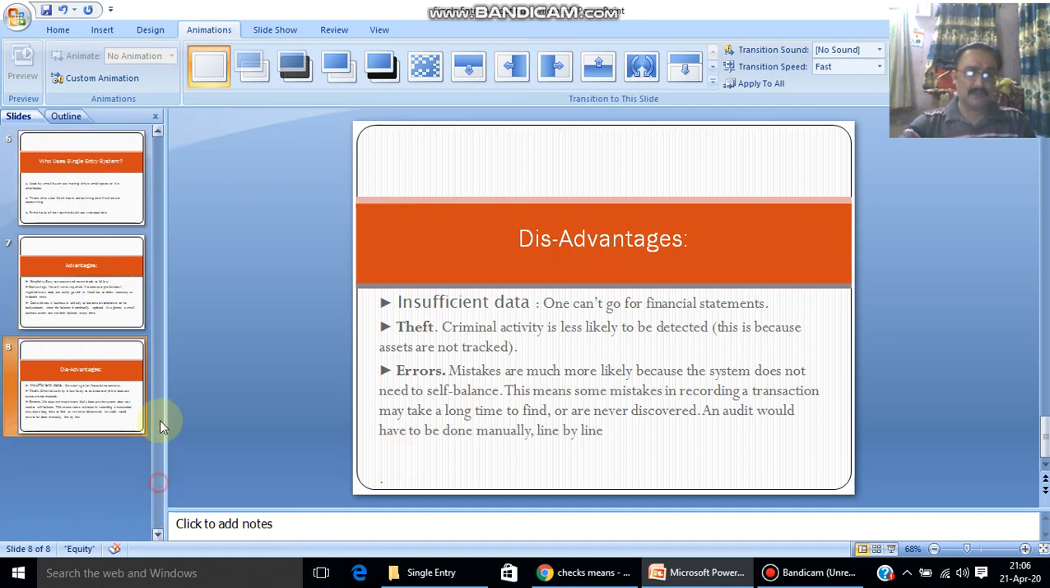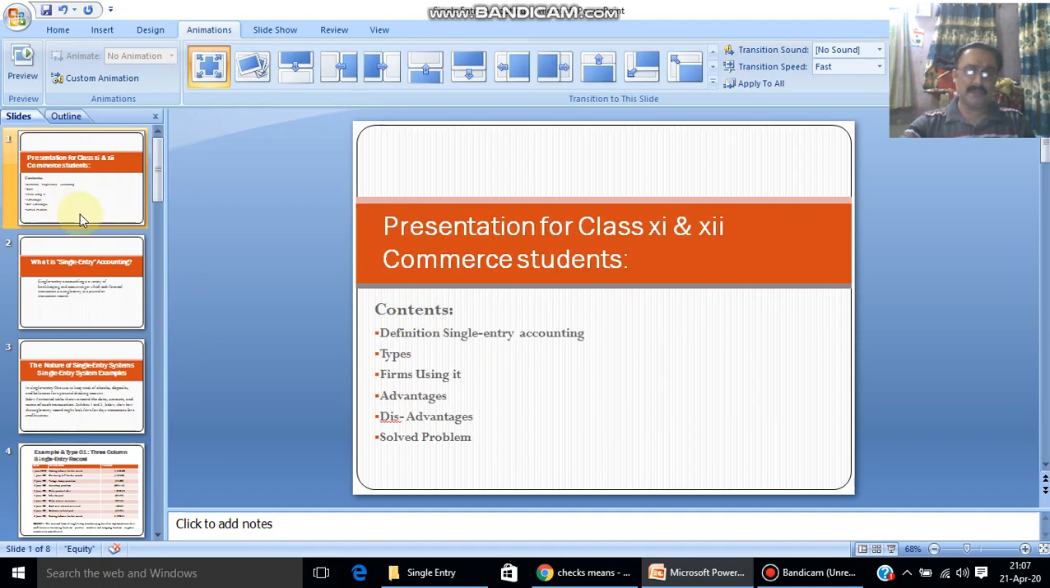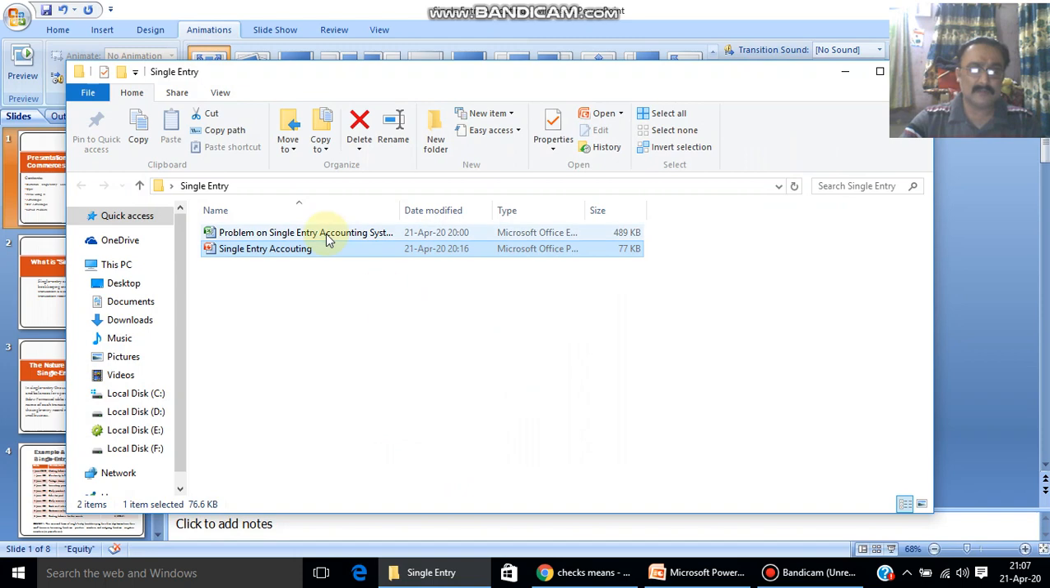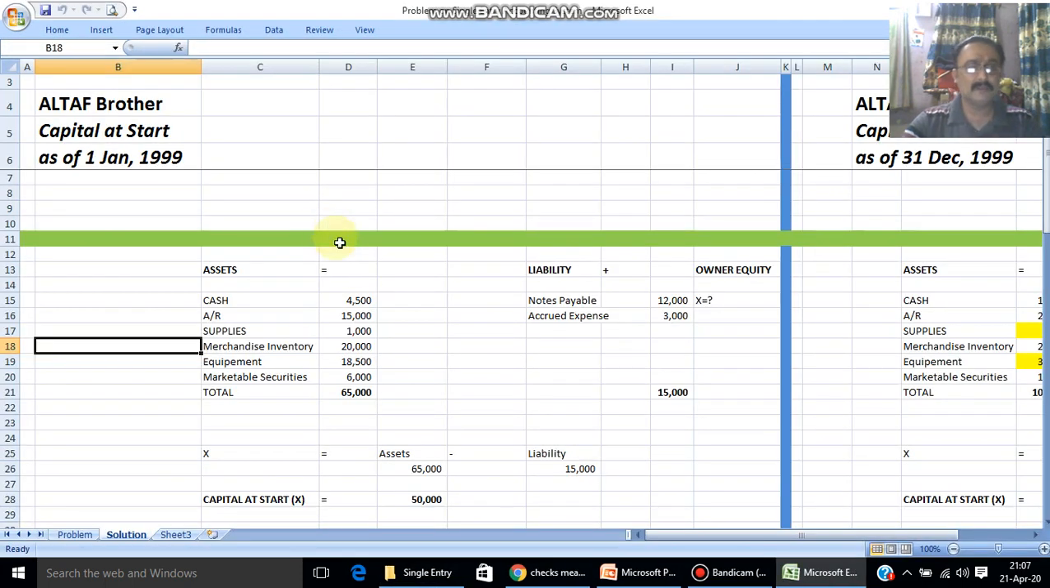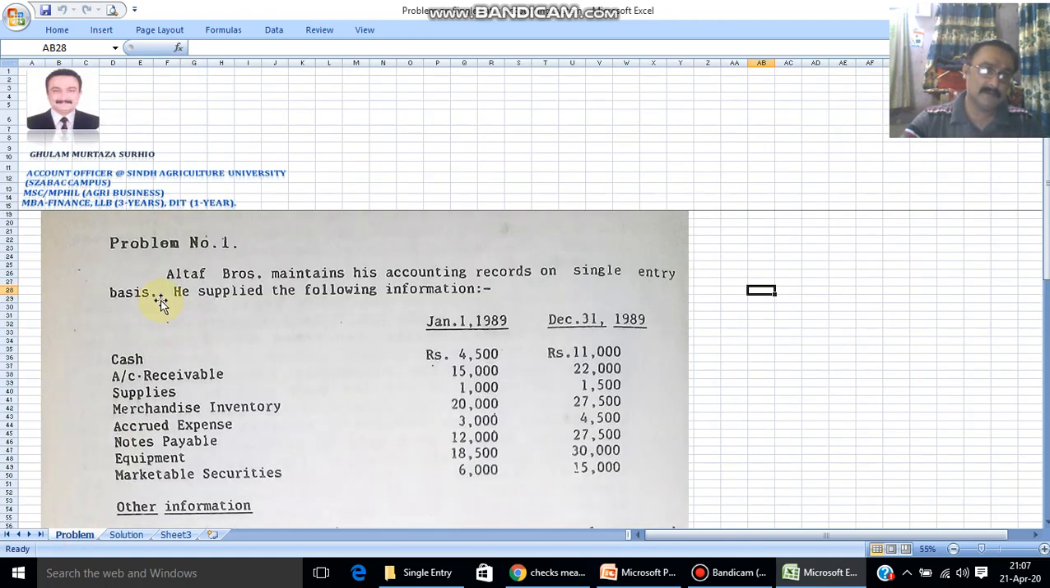And as per my contents, I told you that at the end of this presentation, I would be giving you the lecture on solving a problem regarding the single entry accounting system. So, here is the problem regarding single entry. Let's move towards it. I have prepared this accounting problem very comprehensively and tried my level best to let you understand properly.